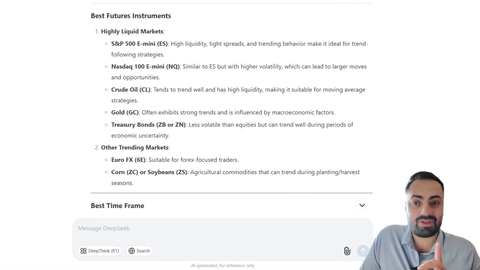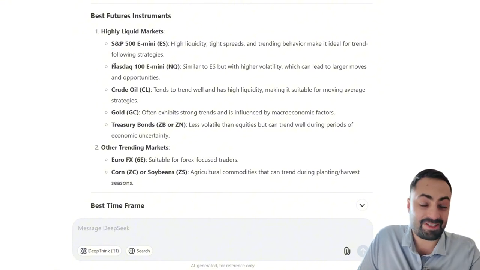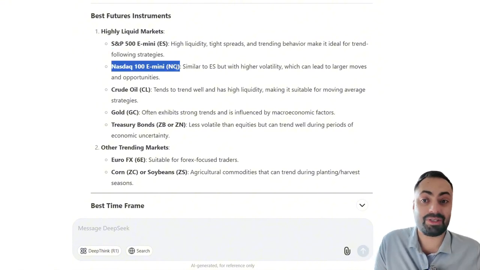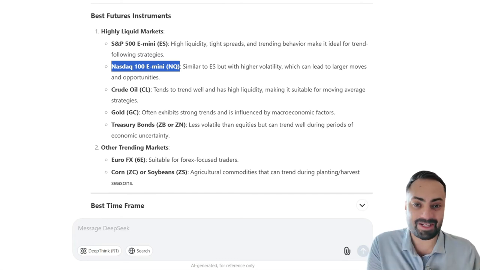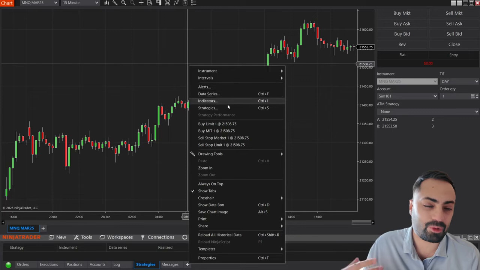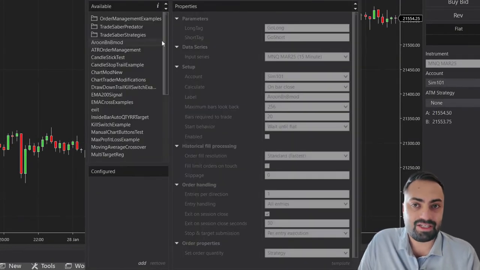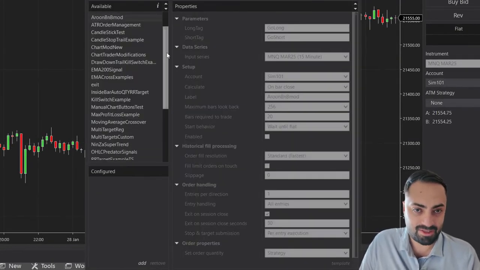So I think for this video, what I'm going to do, because NVIDIA and tech companies in general lost hundreds of billions of dollars, I think the right thing to do is to try this on the NQ. So I load up the chart, and I'm going to load up the strategy, and I think it's this one.